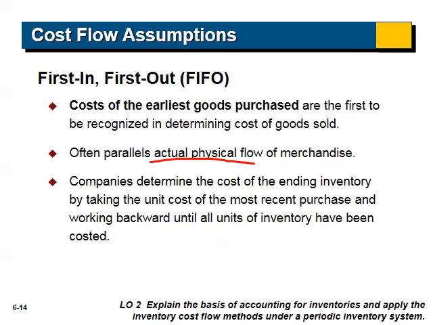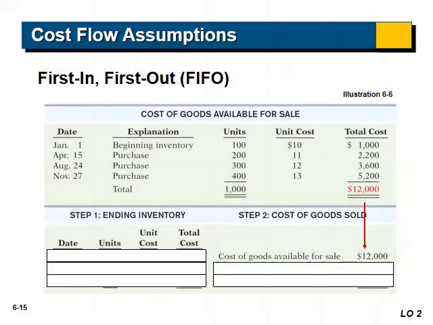So companies determine the cost of the ending inventory by taking the unit cost of the most recent purchase. Why? Because the oldest ones are sold first, so which ones are still here? The newest ones. So back to that same example, which ones are the 450 on hand? Okay, so we work backwards. You start with the most recent. First in, first out. The last ones in are still on hand.